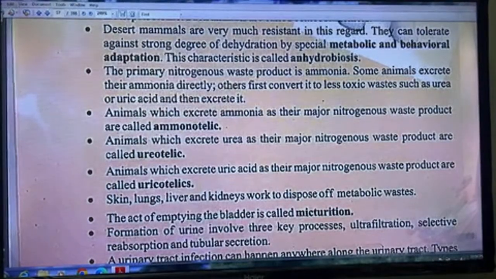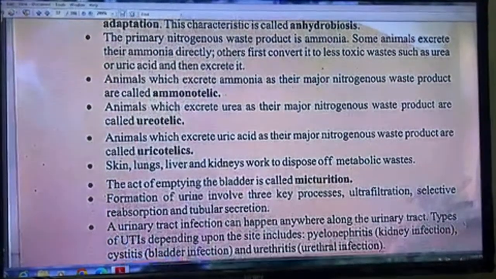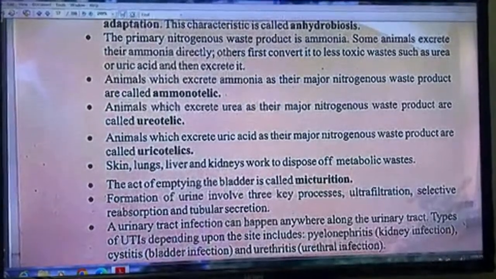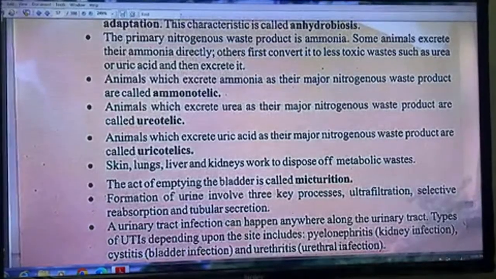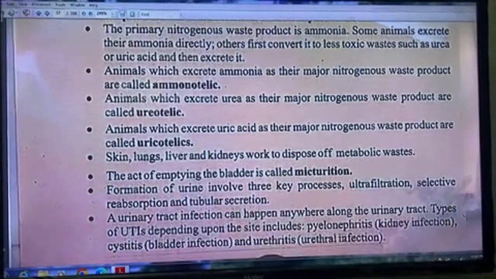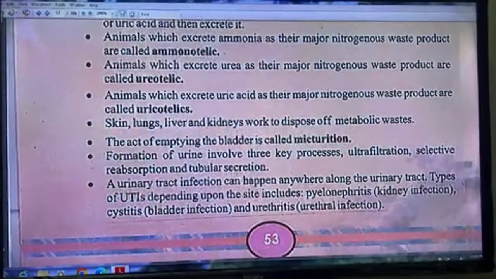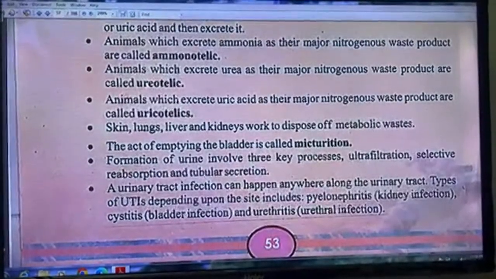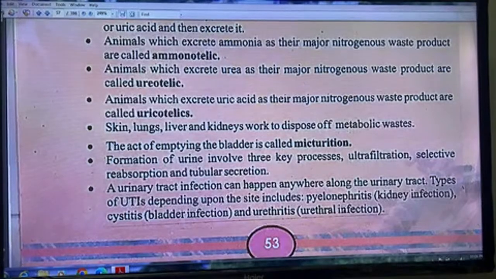The primary nitrogenous waste product is ammonia. Some animals excrete their ammonia directly, others first convert it to less toxic waste such as urea or uric acid and then excrete it. Animals which excrete ammonia as their major nitrogenous waste product are called ammonotelic. Animals which excrete urea are called ureotelic. Animals which excrete uric acid are called uricotelic.